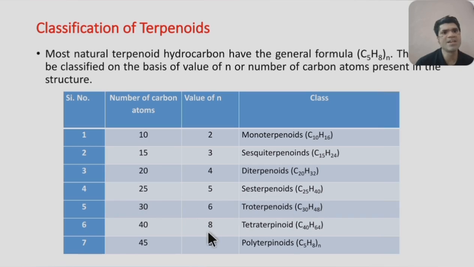And when 8 isoprene units are there, 40 carbons are possible in that molecule and it is called a tetraterpenoid. And when 9 isoprene units will be there, 45 carbons will be there and it is called a polyterpenoid.